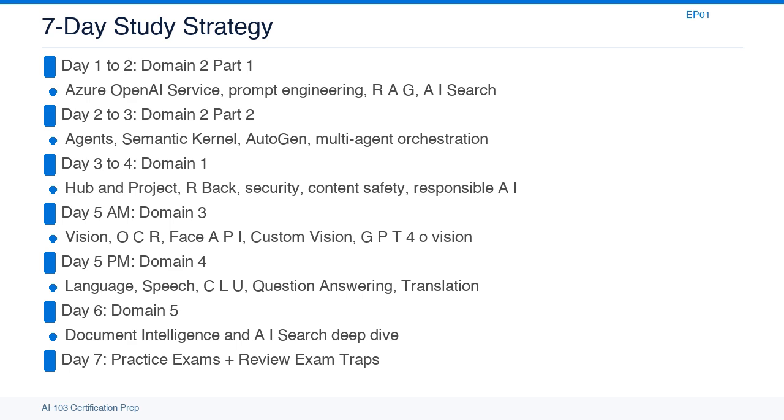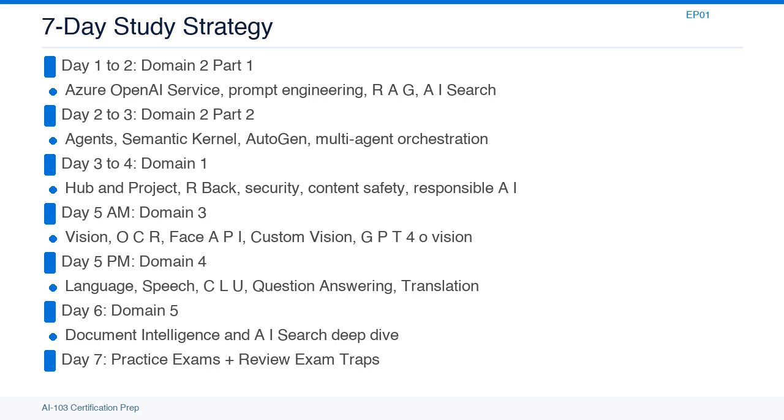Part 1, Azure OpenAI Service, Prompt Engineering, RAG, and Azure AI Search. Days 2 and 3 complete Domain 2 with agents, semantic kernel, and multi-agent orchestration. Days 3 and 4 cover Domain 1, hub architecture, RBAC, security, content safety, and responsible AI. Day 5 is a double header.